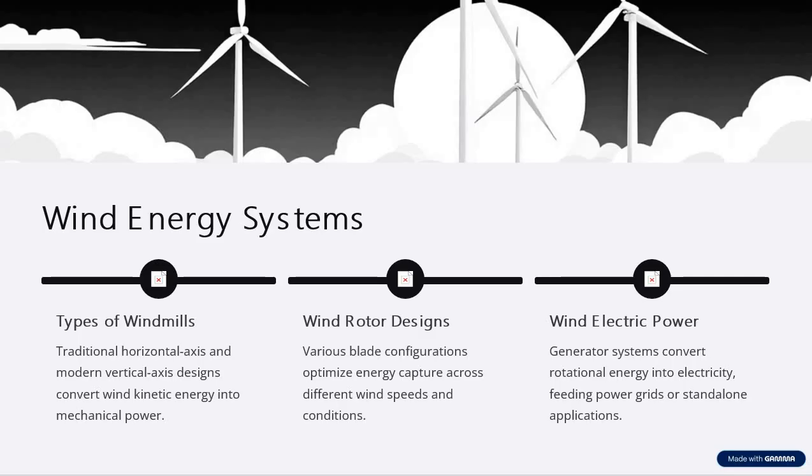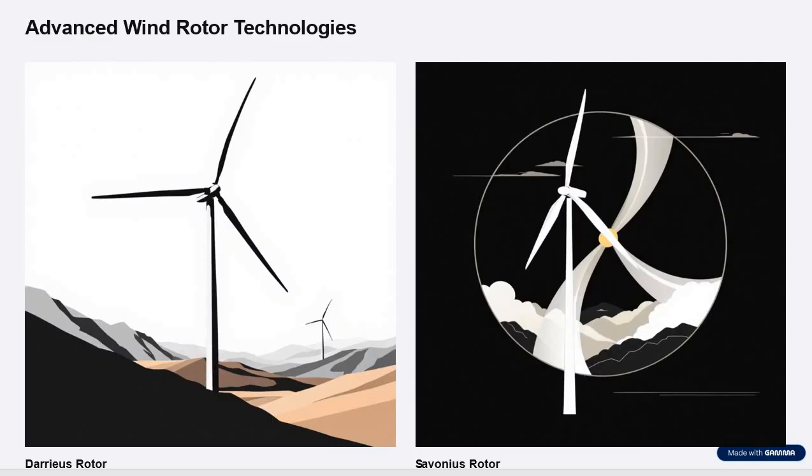The wind electric power generating system converts rotational energy into electrical energy with the help of a generator, feeding the power grid and used for some specified applications. In advanced wind turbine technology, the Darrieus rotor is the normal traditional type. Now the Savonius rotor describes advanced wind technology that should produce more electrical energy compared to traditional wind turbines.